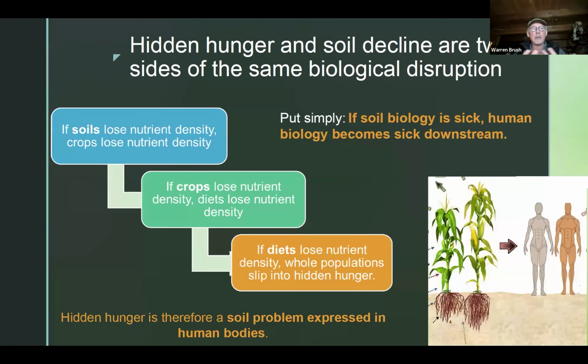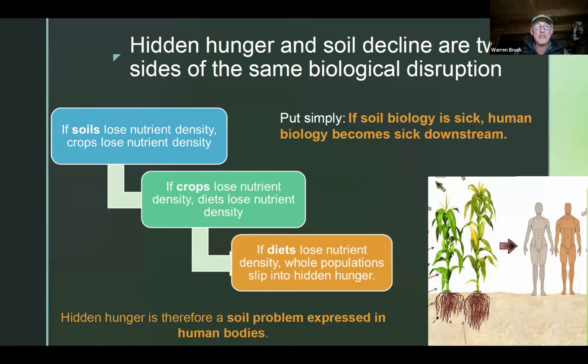So hidden hunger and soil decline go together. And so if soils lose their nutrient density, crops lose their nutrient density. Now it's really important to understand that. And when we say lose their nutrient density in the soils, that directly translates to soil biology. And if that soil biology is sick, it starts to translate to the food itself. And then if crops lose their nutrient density, diets in the people and our animals lose their nutrient density.